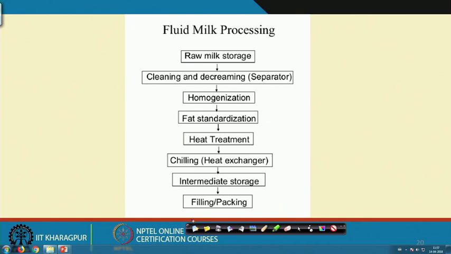After standardization, you are treating with heat. After heat treatment, it is chilled, and both heating and chilling are done in heat exchangers, because heat exchangers are where the exchange of heat occurs. And then, after chilling, you are bringing it to a storage place from where you are distributing, either by filling tanks or containers or doing some packaging, depending on your requirement, right? So with this, because time is also out, let us stop today, and thank you.